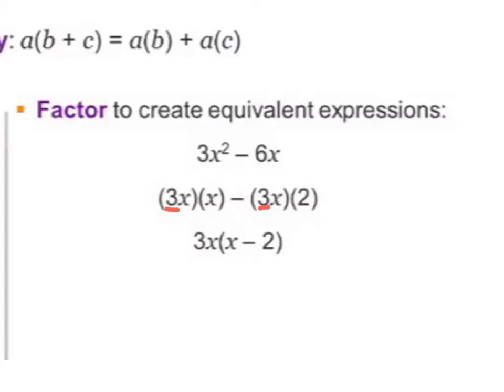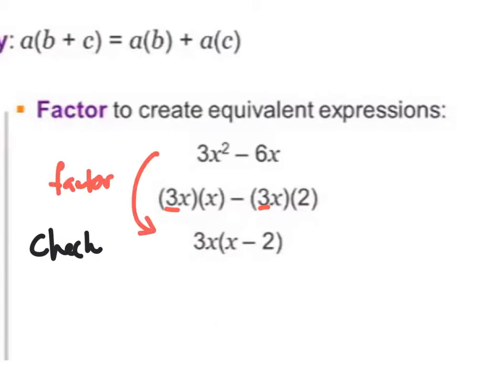And then what we do is we have a common 3x that we factor out, and we get this final statement down here: 3x times x minus 2. Now, remember what we were doing here is we were factoring.